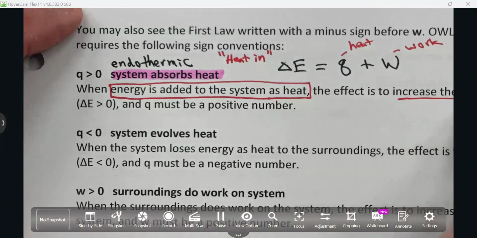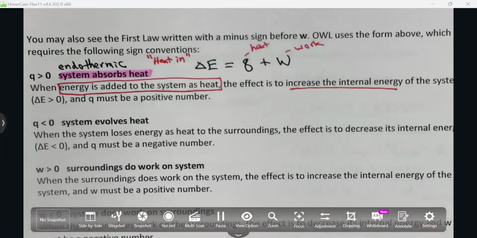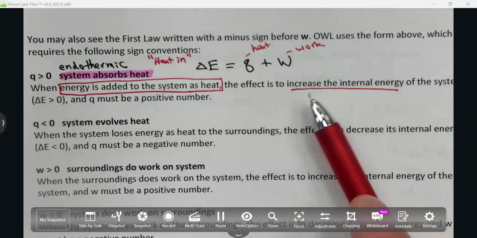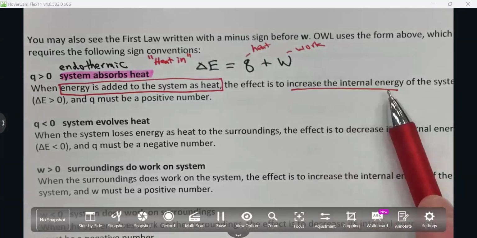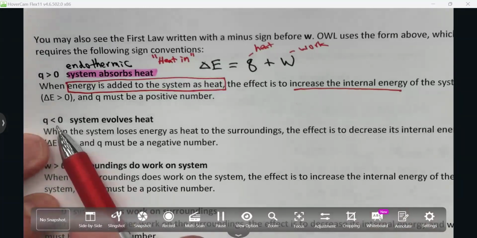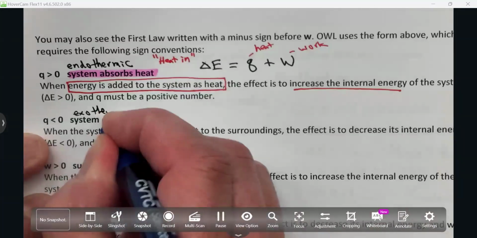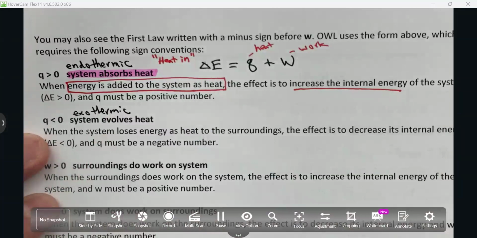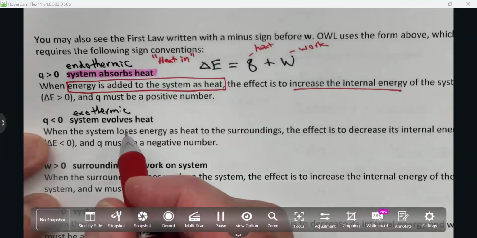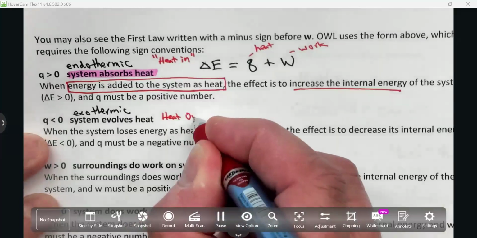Now, it's going to increase the internal energy of the system. If I have solid ice in there and it melts, those molecules are going to be moving faster, correct? As it goes from a solid to a liquid, that would be an example of increasing the internal energy. Well, previously we did Q less than 0, and we know that that is exothermic. And if something is exothermic, think of that as heat out.